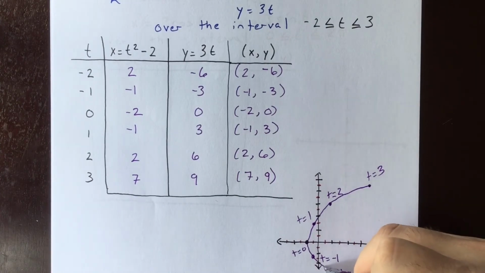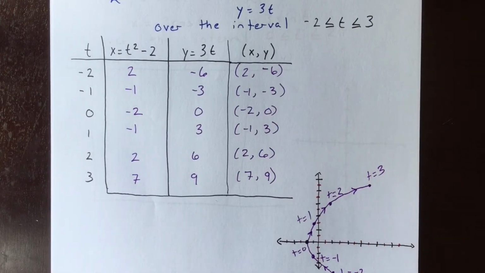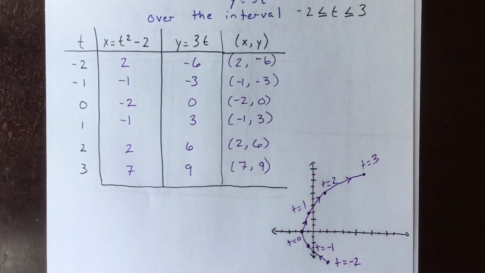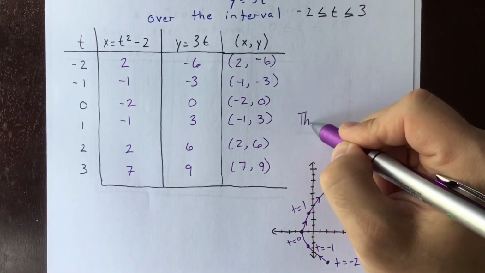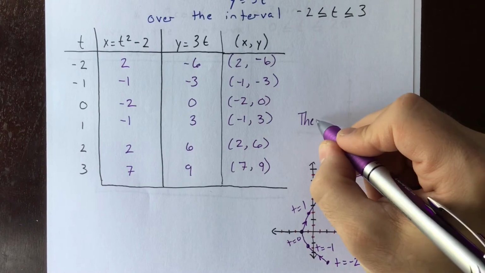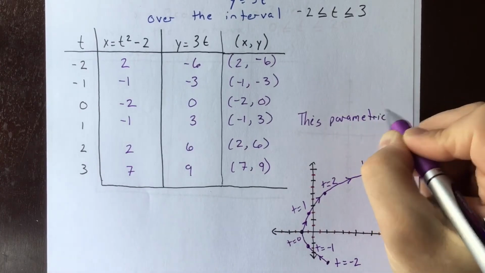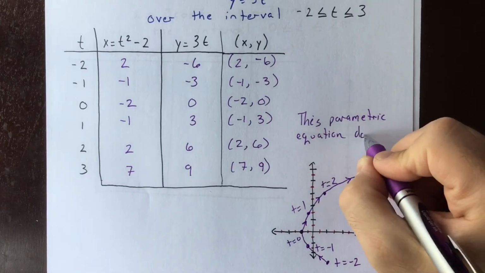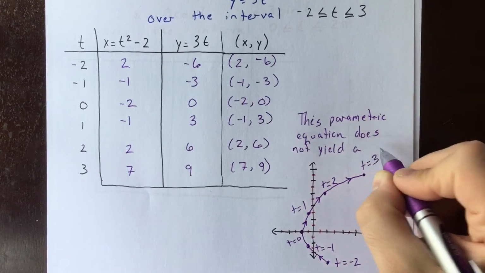Okay, and we place our arrows to signify the motion. And question, does this set of parametric equations yield a function? And knowing how we test it, we can say it does not. So these parametric equations do not yield a function.